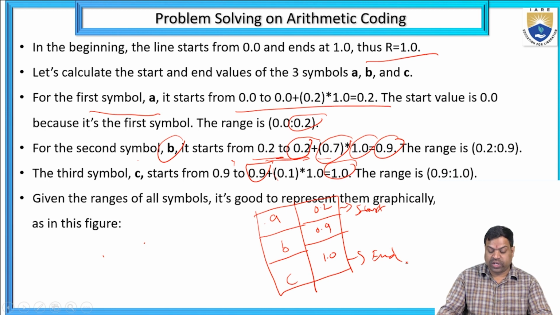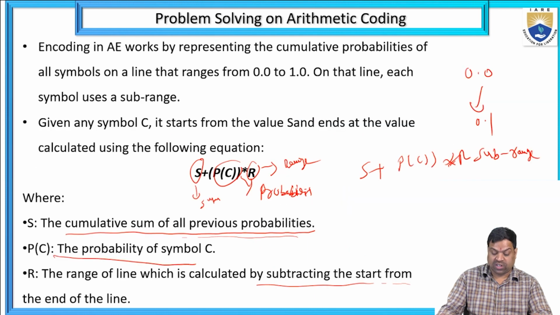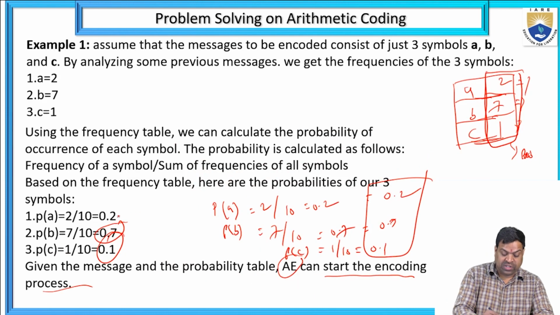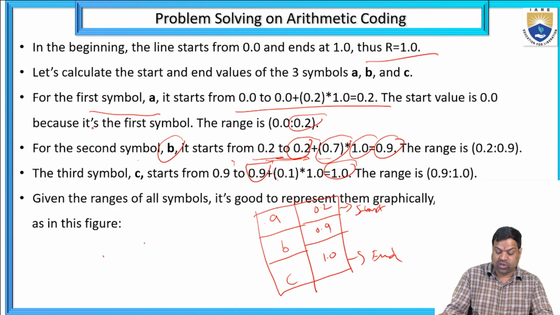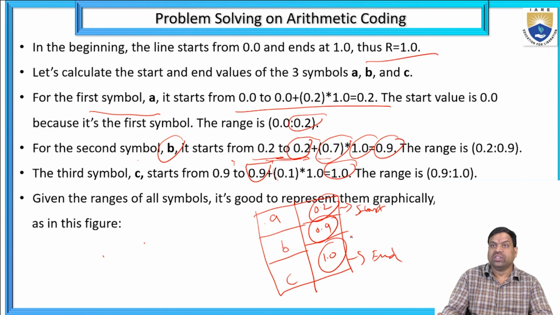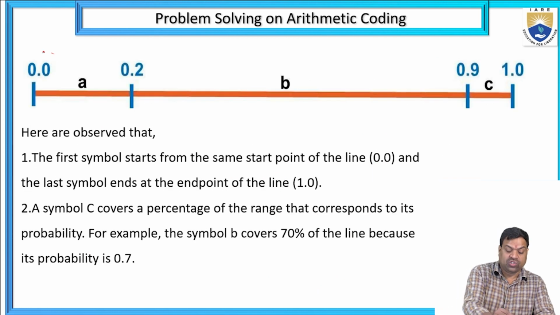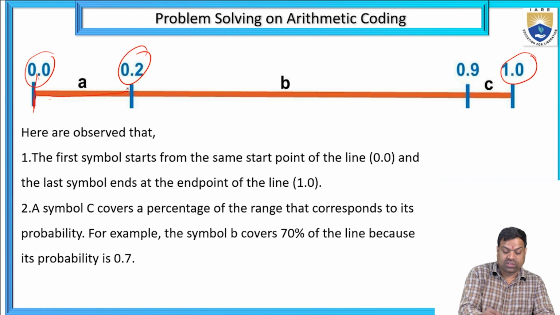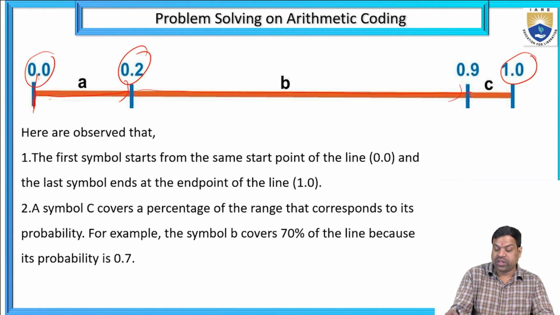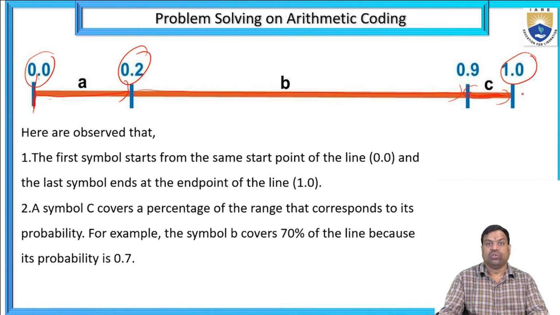The symbols are represented graphically. The input values are 0.2, 0.7, 0.1, but the final values we got are 0.2, 0.9 and 1.0. These are the arithmetic coding ranges. You can observe 0.0, 0.2 and 1.0. Finally, A covers 0.0 to 0.2, B covers 0.2 to 0.9, and C covers 0.9 to 1.0.